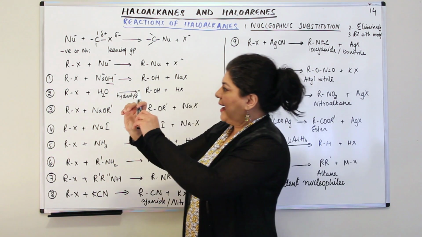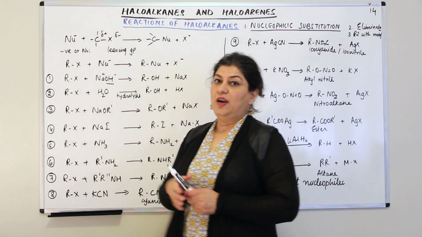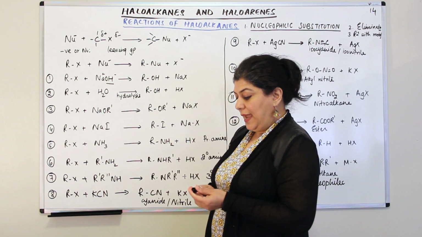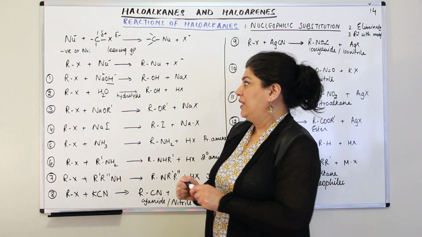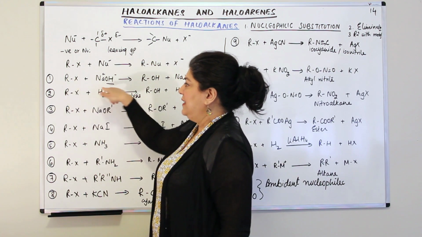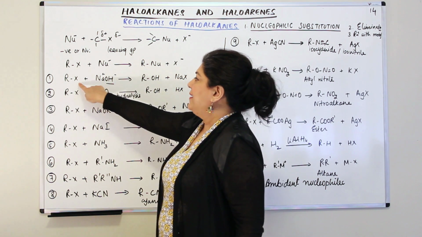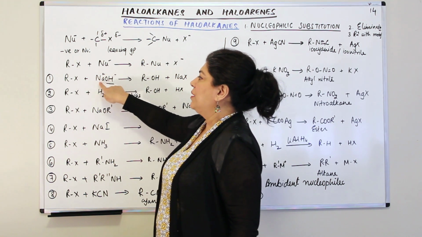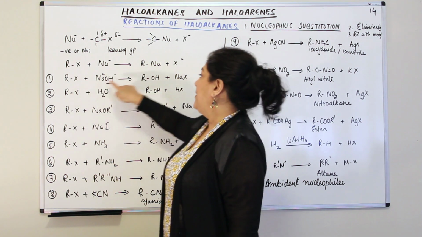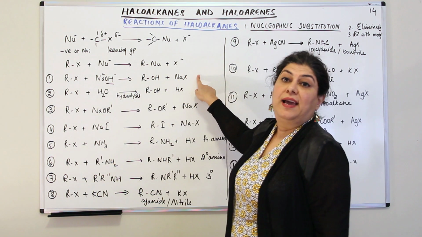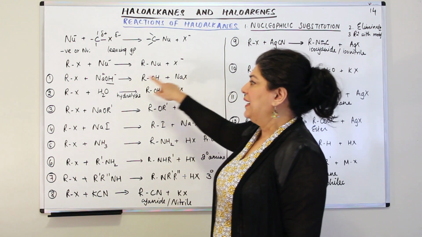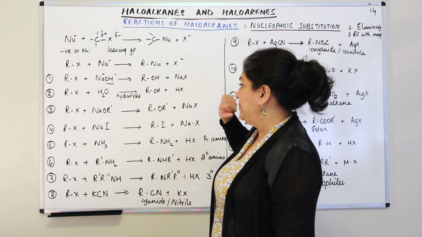So OH attacks the R part, the carbon which is attached to the halogen, and it results in the substitution. Therefore, X leaves as the leaving group and you get ROH, and the positive part here combines with the negative halogen and results in the formation of NaX. It could be NaCl, it could be NaBr, whatever.